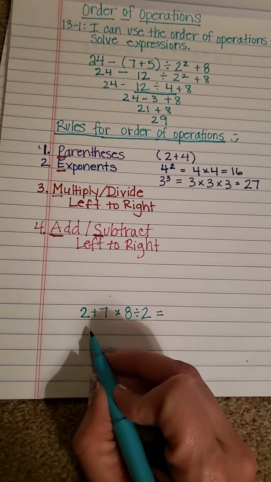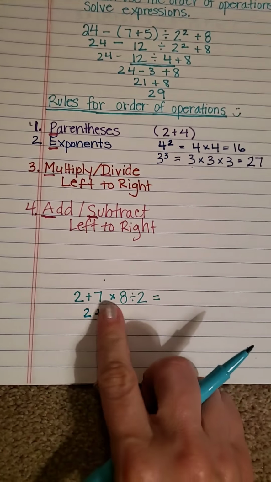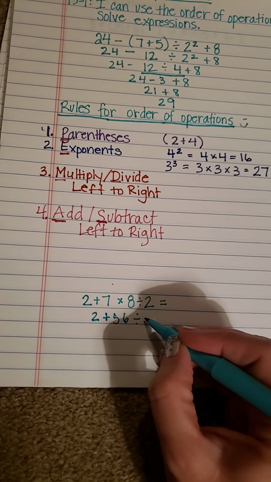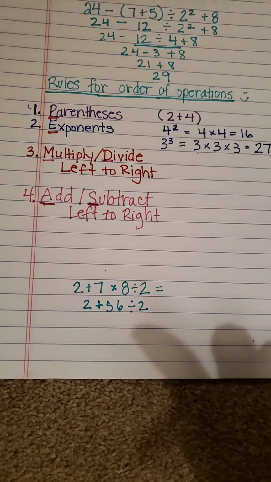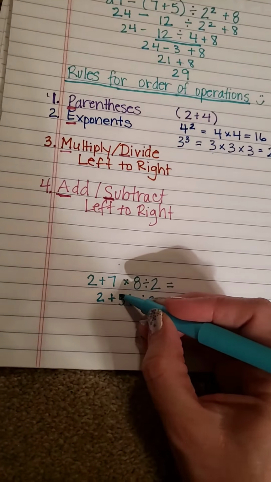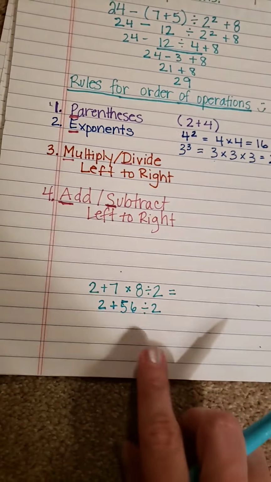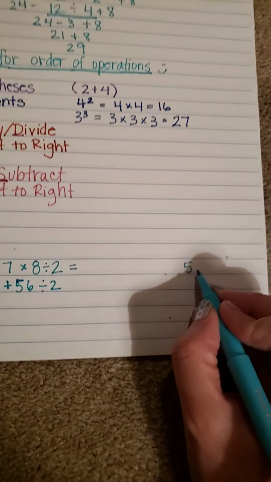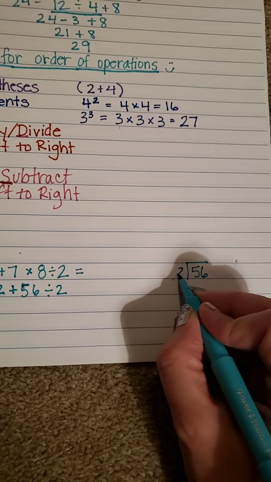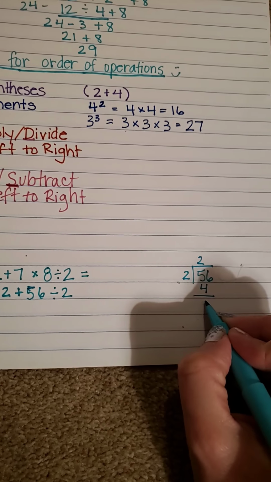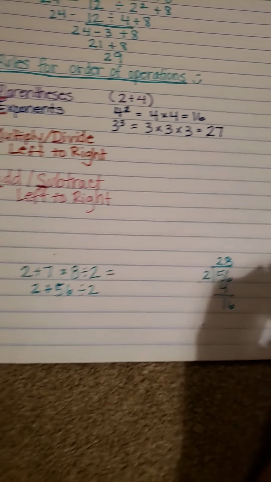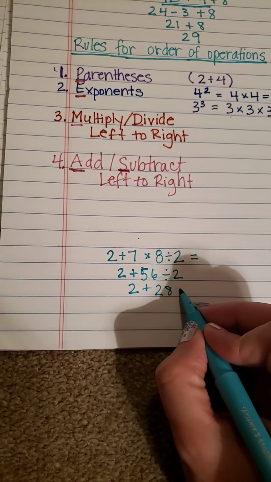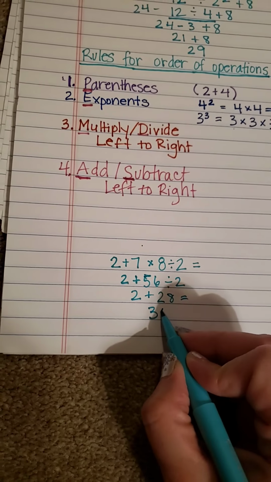So we've got 2 plus 7 times 8 is 56 divided by 2. What am I going to do next? Divide. Multiply and divide left to right. So now I've got 56 divided by 2, which I know the answer, but I'm just going to come over here and work it out, is 28. So now I have 2 plus 28 equals 30.